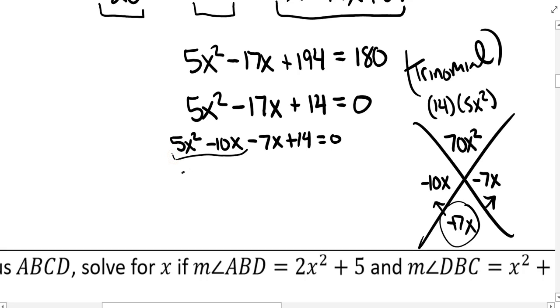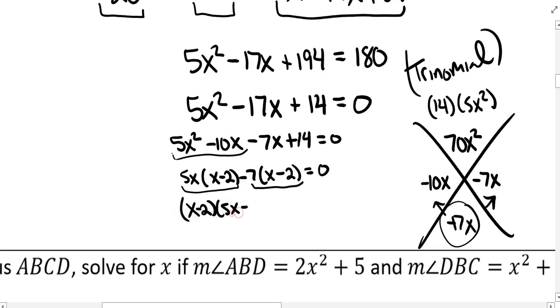Factor by grouping. Factor out a 5x from the first two terms. Factor out a negative 7 from the last two terms. Both of these terms have a common factor of x minus 2, so I factor that out. What remains is the 5x minus 7. Set these factors equal to 0 and solve. You get x is 2 and x is 7 over 5.